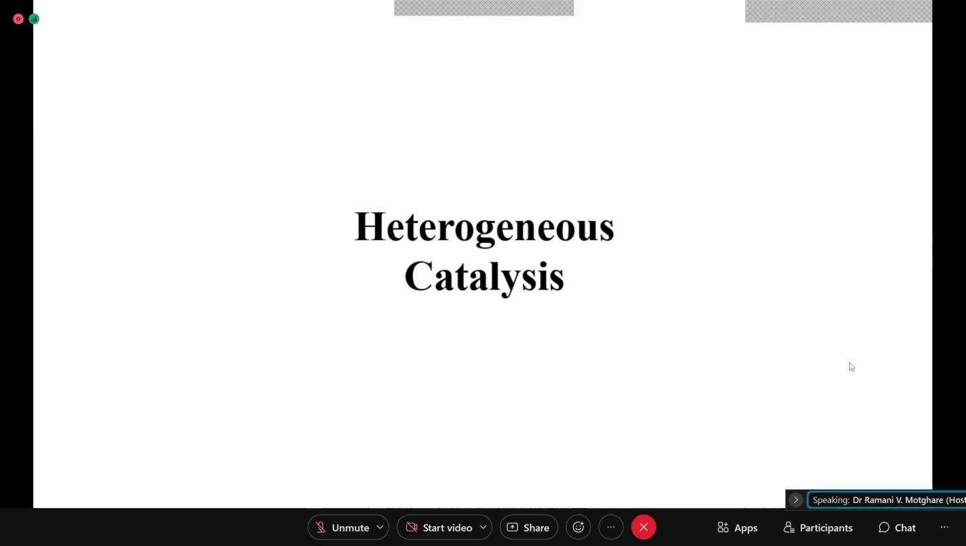Okay, now we come to heterogeneous catalysis. The name itself indicates that you are using a different phased material, like your solid adsorbent is there and a liquid or gaseous adsorbate is there, and heterogeneous catalysis works on the principle of adsorption.